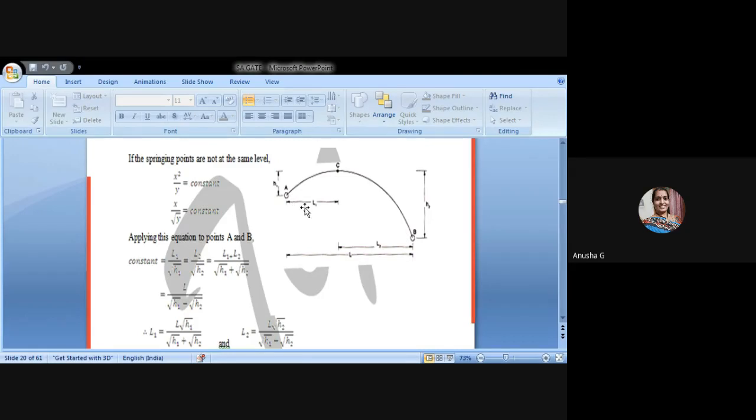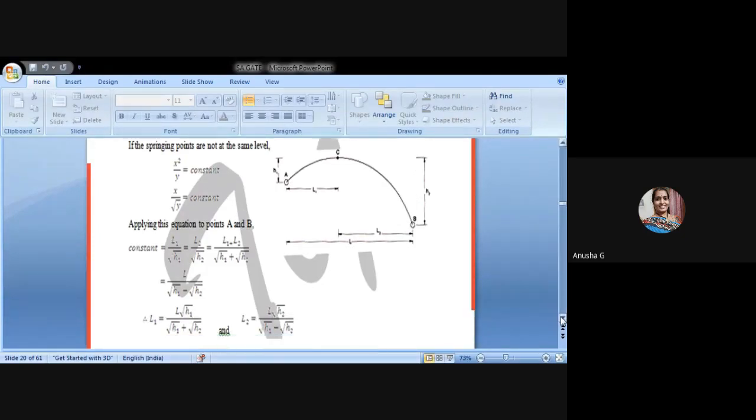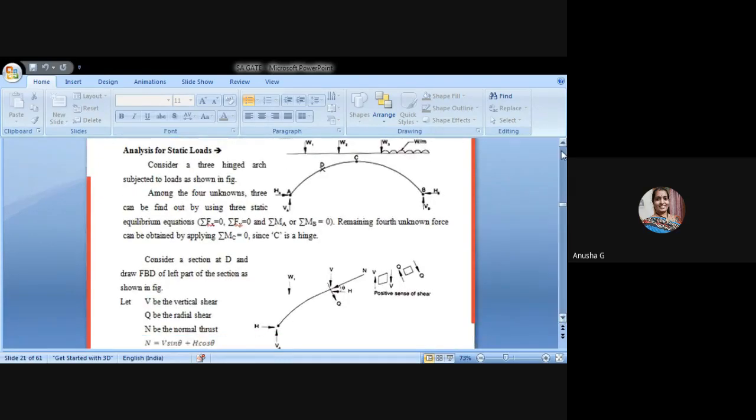Y equals 4 h x by L square into (L minus x). Okay, here we will find the first distances L1 and L2. L1 equals square root of L into root of h1 by h1 plus h2. Similarly, L2 equals L into root of h2 divided by h1 plus h2. That is the distance we have to cover, and then we have to calculate it like this.